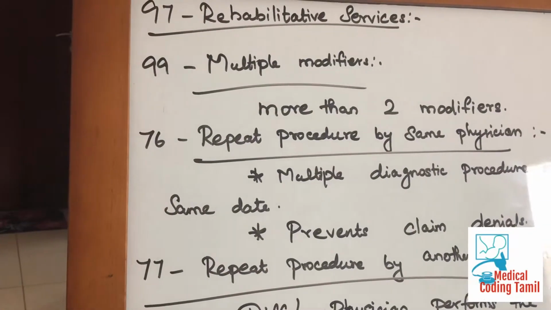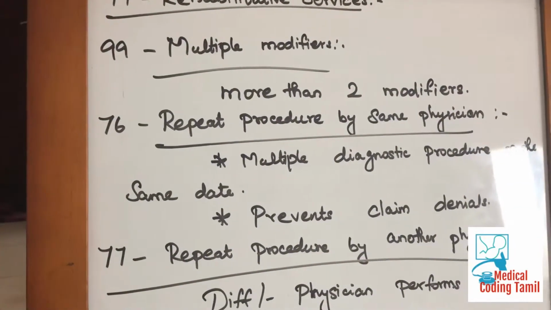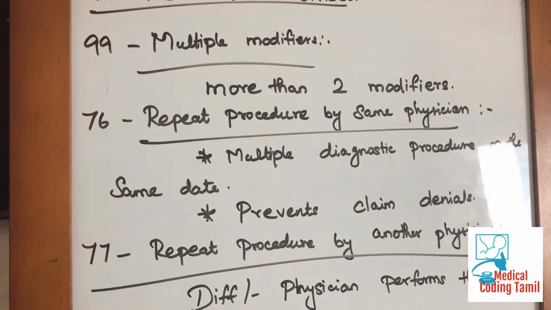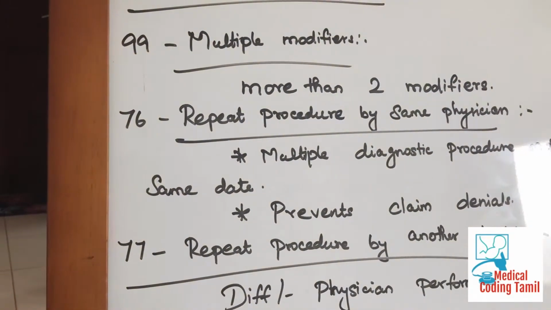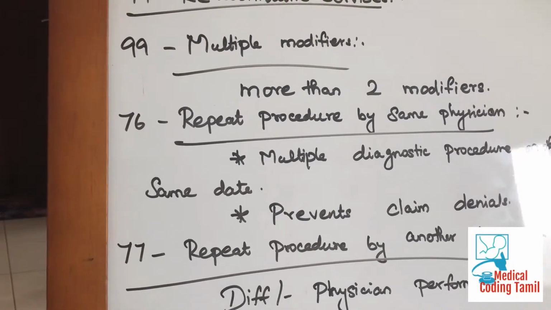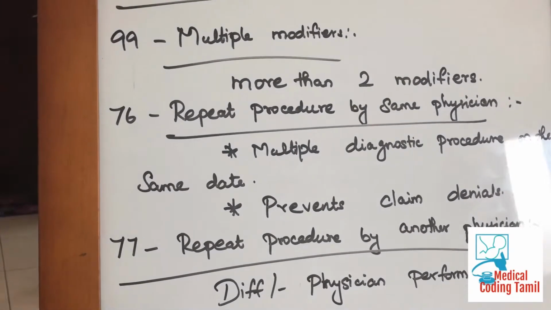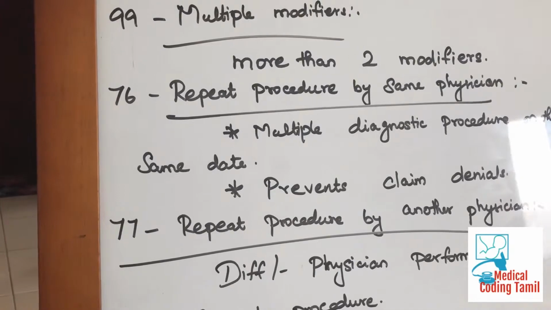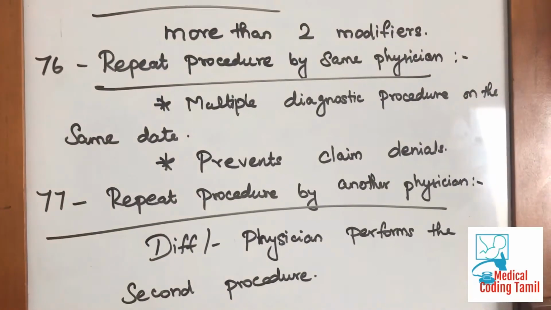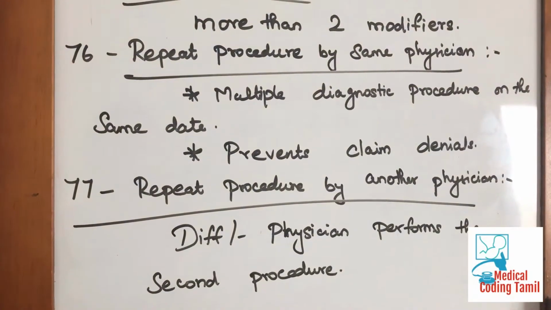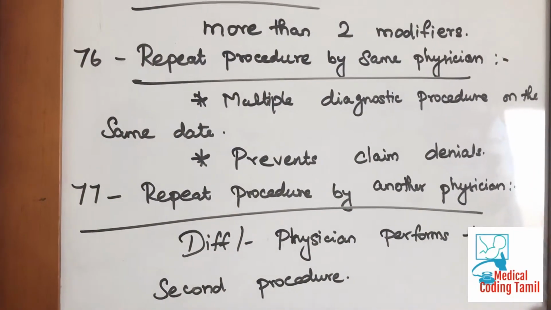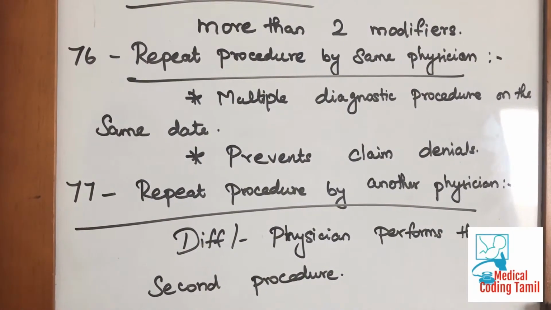And modifier 76, repeat procedure by the same physician. Multiple diagnostic procedures on the same date, which means if more than 1 or 2 diagnostic procedures are done on the same day, then we have to give modifier 76 to the code, which prevents claim denials. And modifier 77, repeat procedure by another physician.